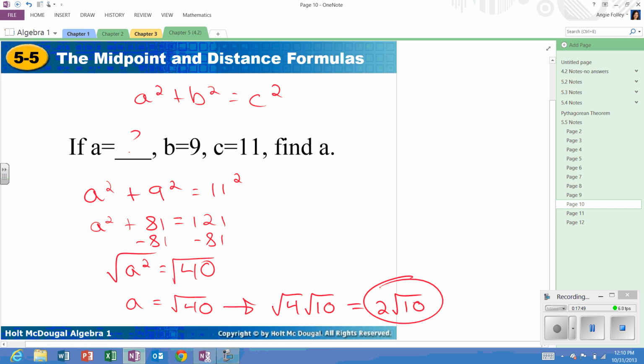Okay, so big things on this, knowing the Pythagorean theorem and this distance formula. If you are unsure about your radical rules, I really would suggest looking through the book and going back and reviewing your radical rules. And that is all.